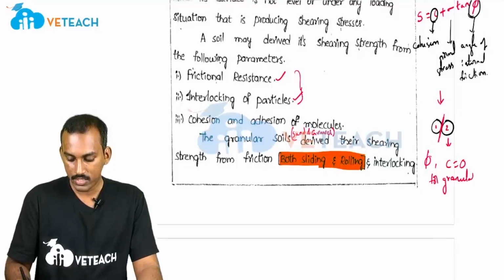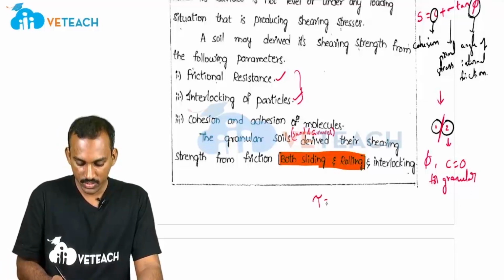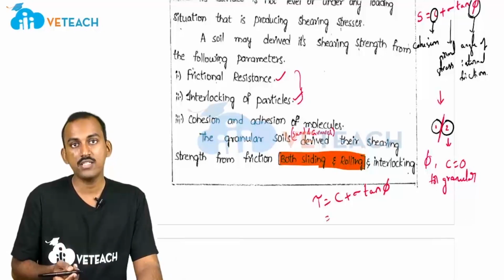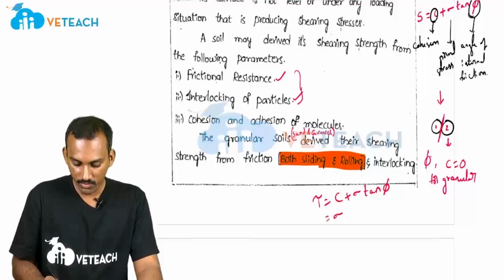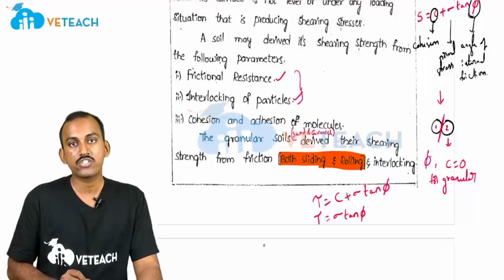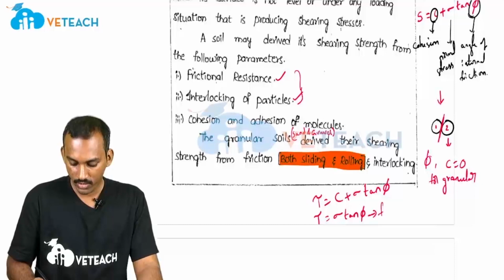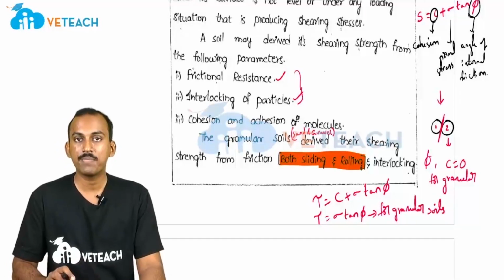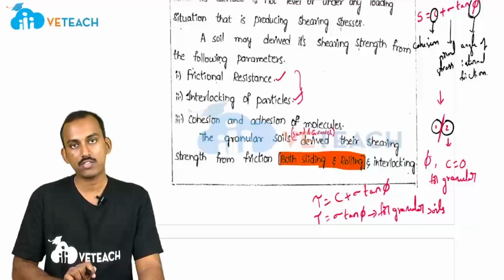Okay, what is our actual tau formula? Tau is equal to C plus sigma tan phi. But in case of granular soil, C is equal to 0. Then the equation will be tau equals sigma tan phi. This is the equation for the shear strength of the soil for granular soils. So phi is one of the very important parameters that possesses the shear strength of the soil.